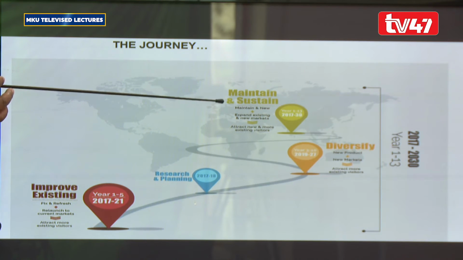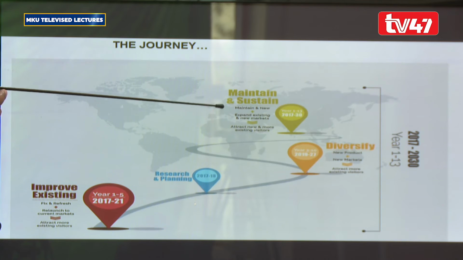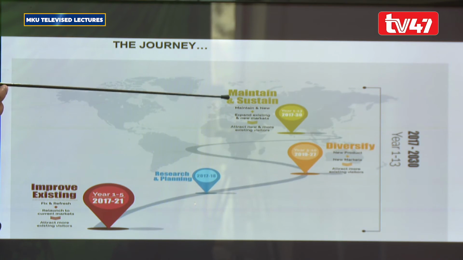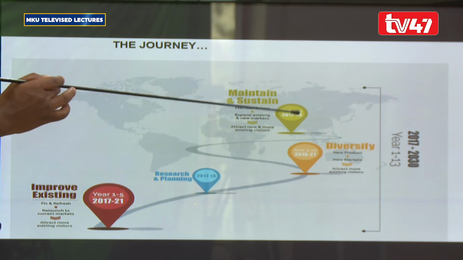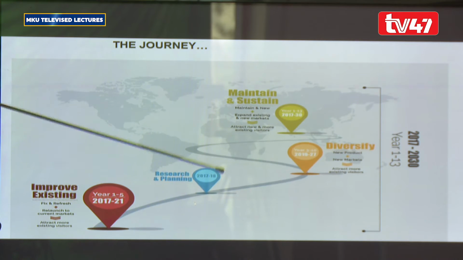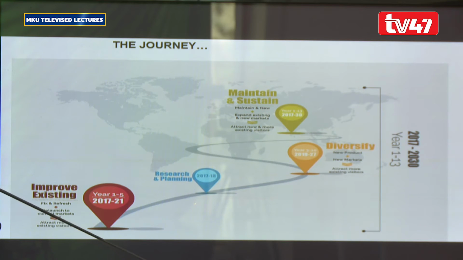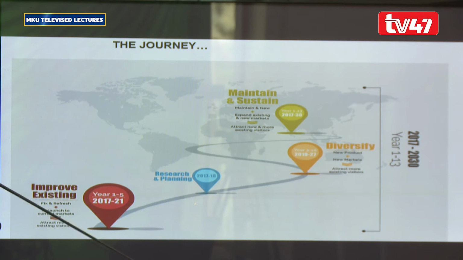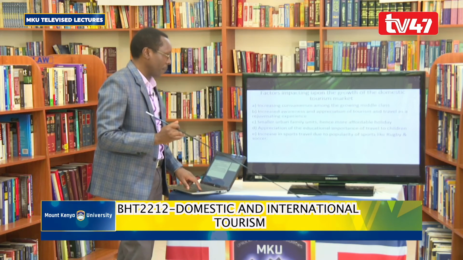I had noted earlier that Diani Beach has been voted the best beach in Africa. So we need to sustain that. We need to embrace all the principles of sustainable tourism for us to continue that way. And lastly, we are also saying we need to diversify. And the reason why we diversify is to bring new products on board and capture new markets also.